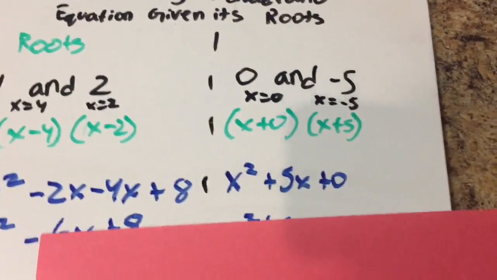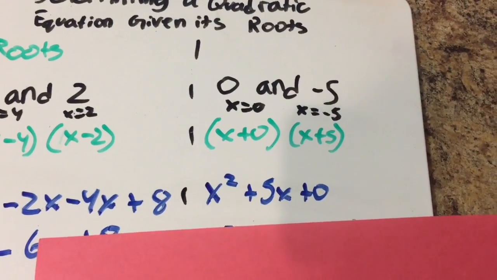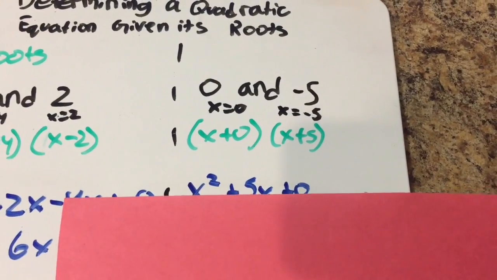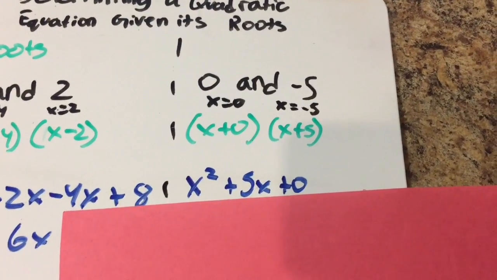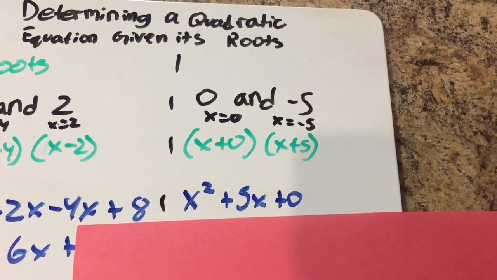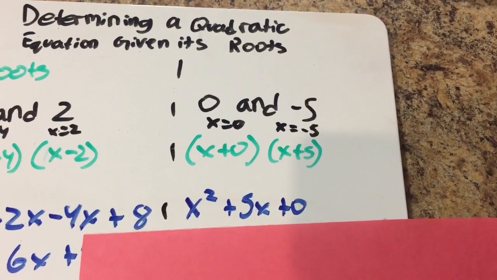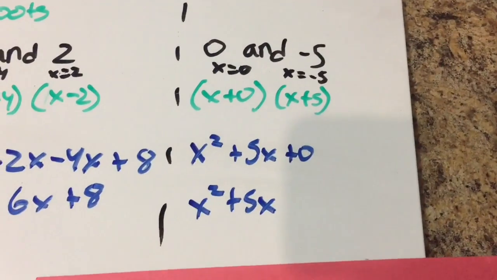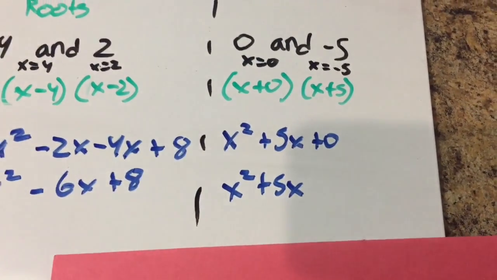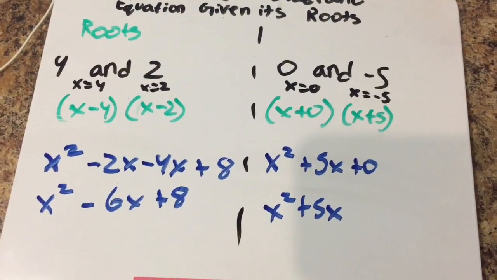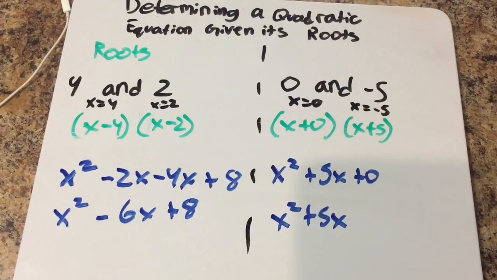Now moving to the other side. So you have 0 and negative 5. When you bring them to the other side of the equation, you get x plus 0 times x plus 5. Now that this is in factored form, we can turn it into a quadratic equation. x times x gives you x squared, x times 5 gives you 5x, 0 times x gives you 0, 0 times 5 gives you 0. So you have x squared plus 5x plus 0. Since you are adding 0, you can take it out of the equation, and you get x squared plus 5x. And this is your quadratic equation for these two roots. And this is how you turn two roots into a quadratic equation.